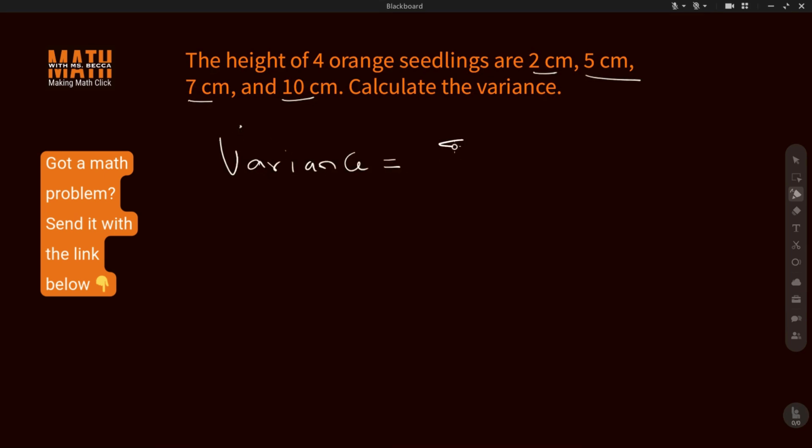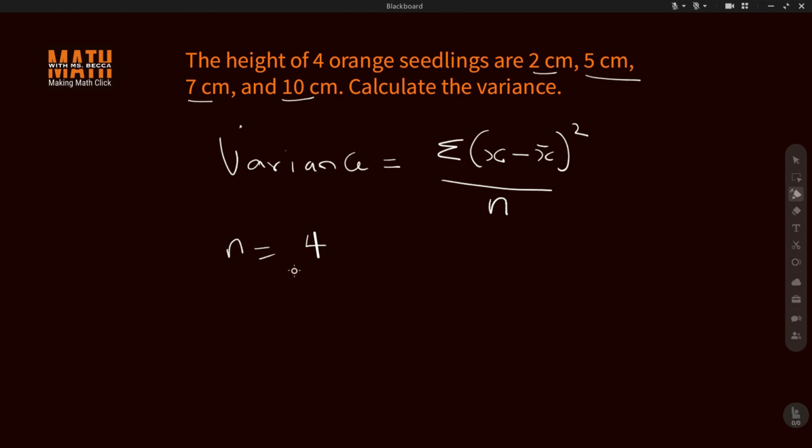The formula is summation x minus mean square then over n. Now from the given question, n is 4. So since we know the n, we need to calculate the mean. And what is mean? Mean is summation x over n. In this case, we will add 2 plus 5 plus 7 plus 10 then over 4. 2 plus 5 is 7, 7 plus 7 is 14, 14 plus 10 is 24. So 24 over 4 will give 6.